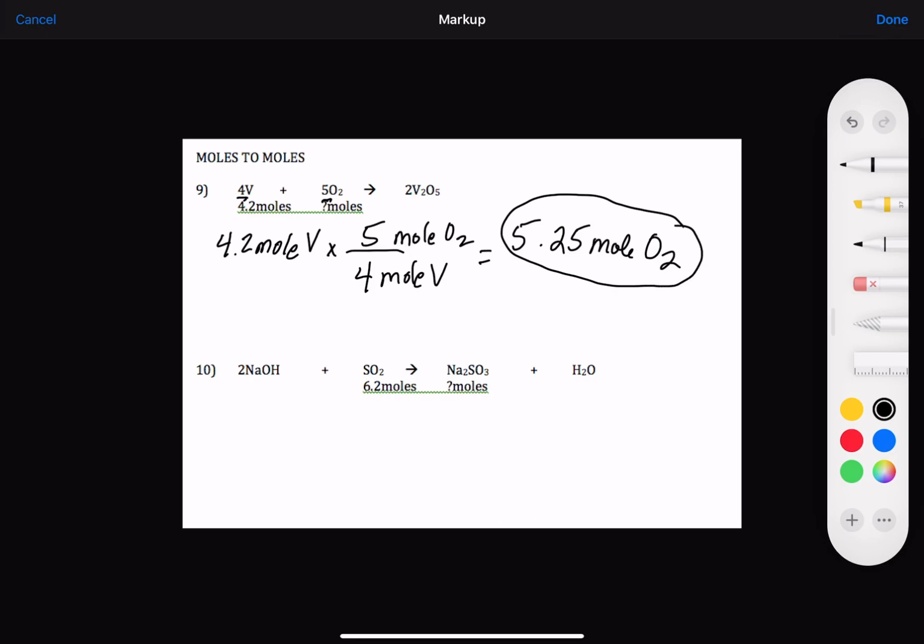Should be number 1. But then the last one is moles to moles again, and you're going to do it the same way. So refer to that video of stoichiometry if you need more help. Message me on Schoology. I can do a Zoom video, or I can do another one of these videos to show you a problem if you get stuck. Okay, so good luck.